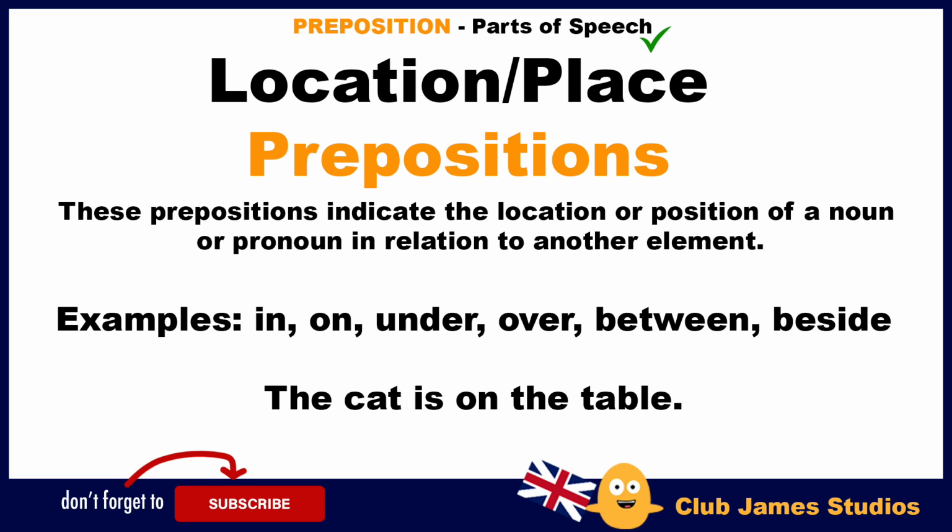Location or place prepositions. These prepositions indicate the location or position of a noun or pronoun in relation to another element. Examples: in, on, under, over, between, beside. The cat is on the table.